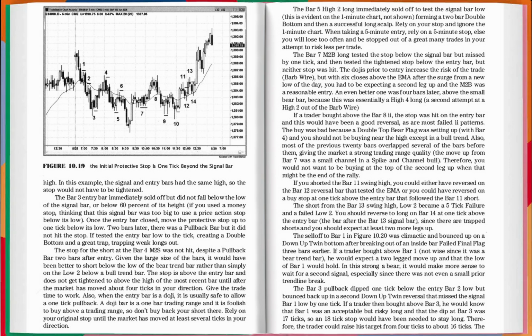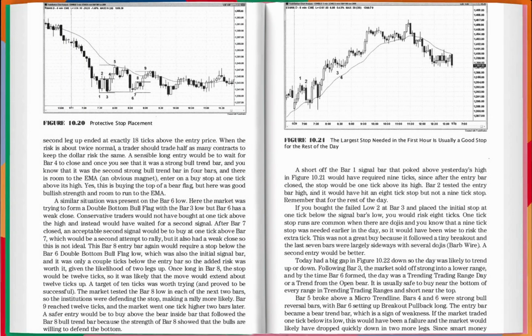If a trader then bought above bar 3, he would know that bar 1 was an acceptable but risky long, and that the dip at bar 3 was 17 ticks, so an 18-tick stop would have been needed to stay long. Therefore, the trader could raise his target from 4 ticks to about 16 ticks. The second leg up ended at exactly 18 ticks above the entry price.